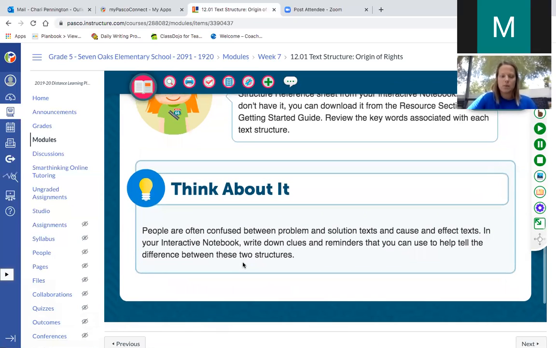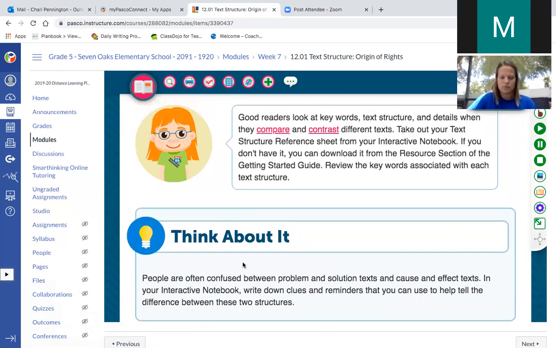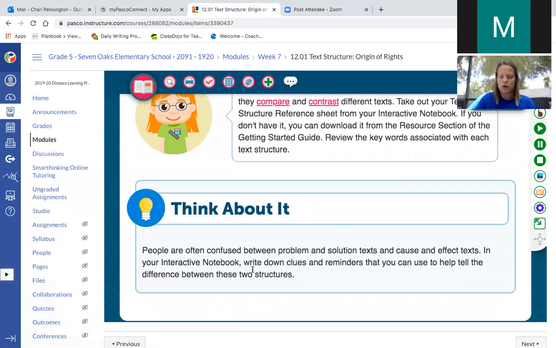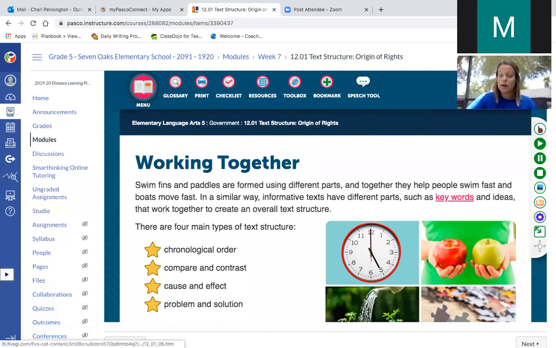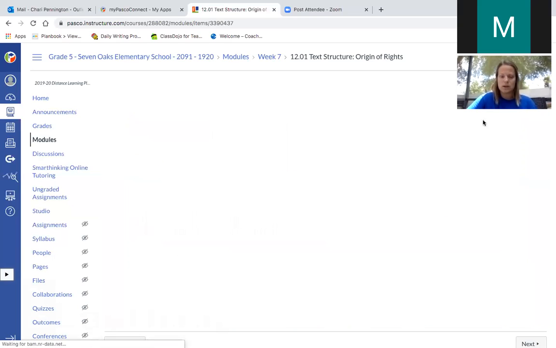Okay, there is a think about it. Remember, that's optional. It tells you in your interactive notebook, you do not have to write that down. Taking notes would be a good idea in case you are struggling with a certain type of text structure.